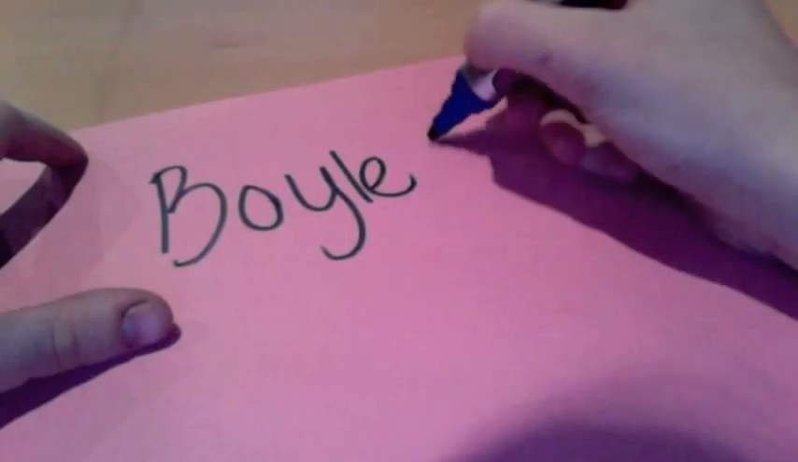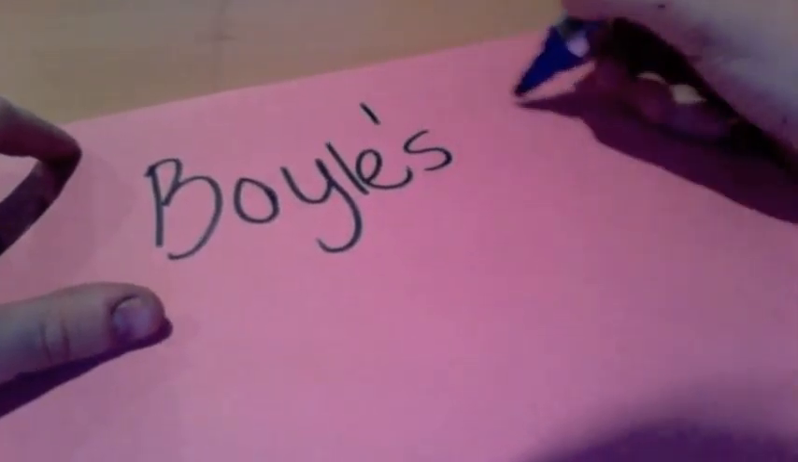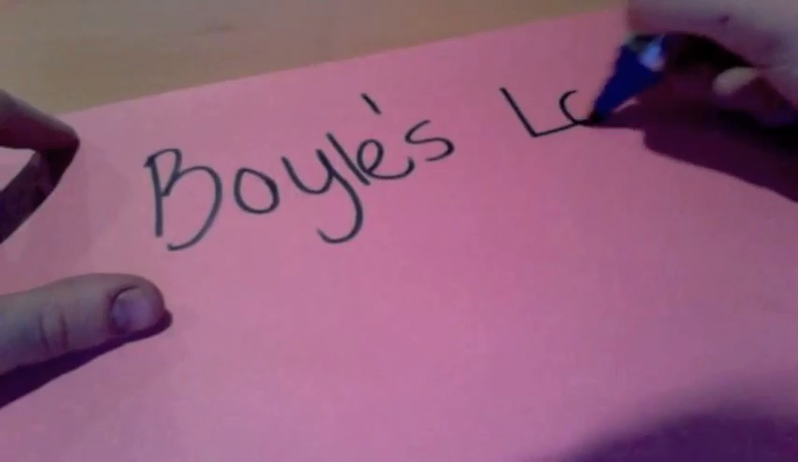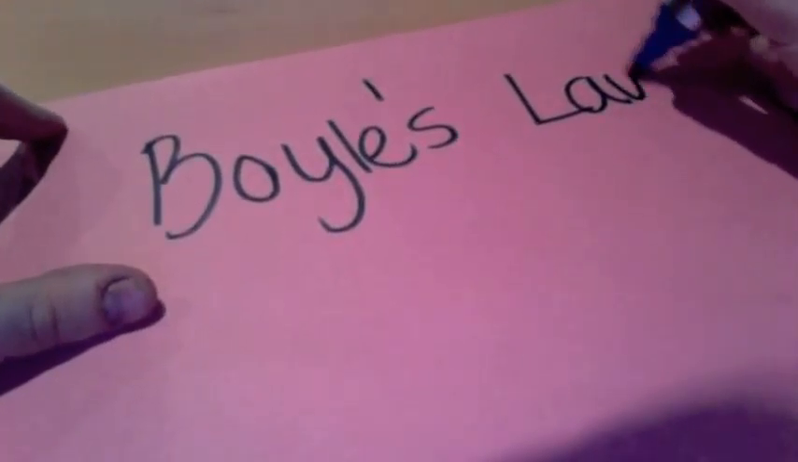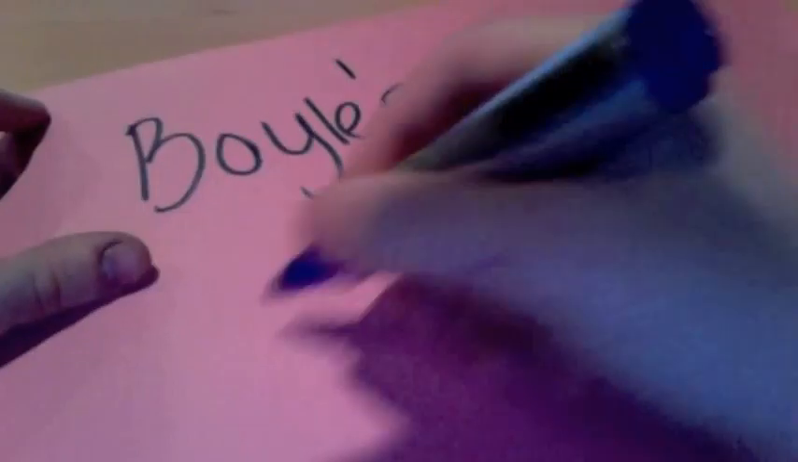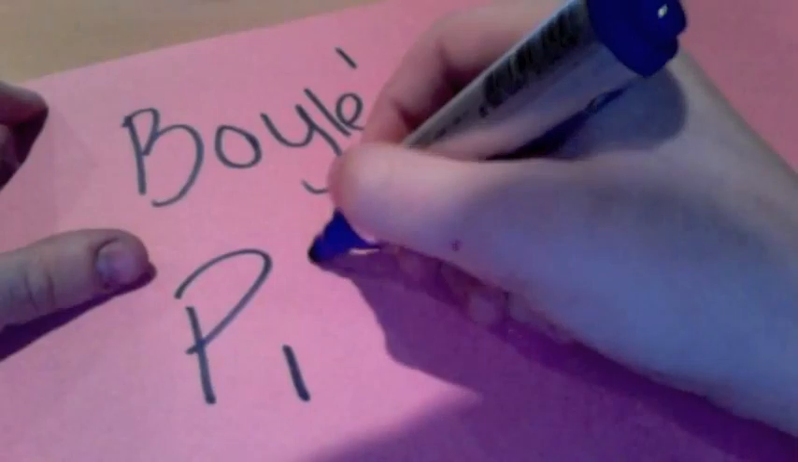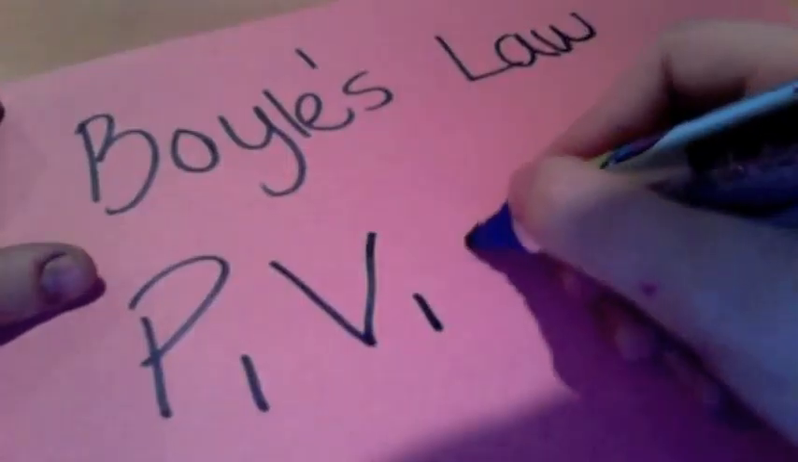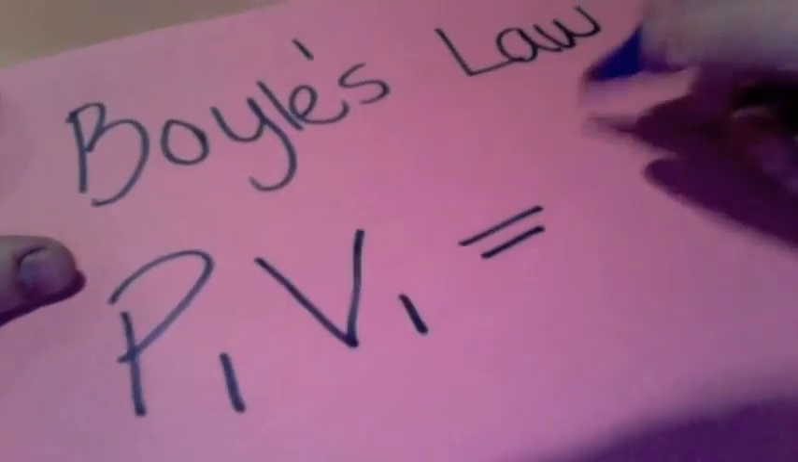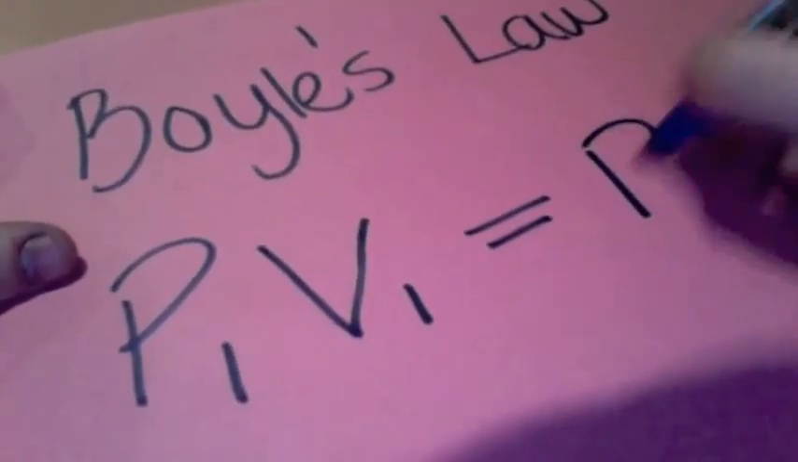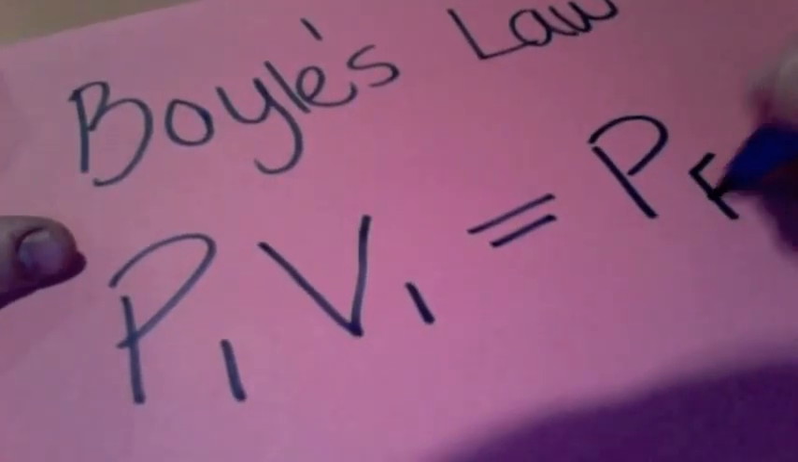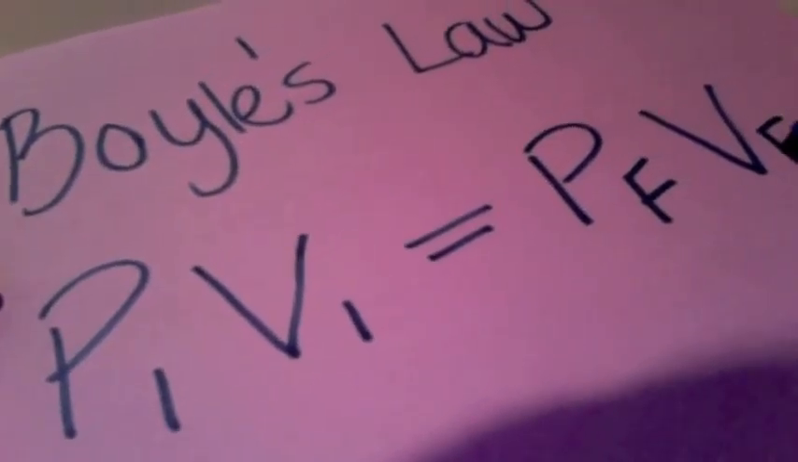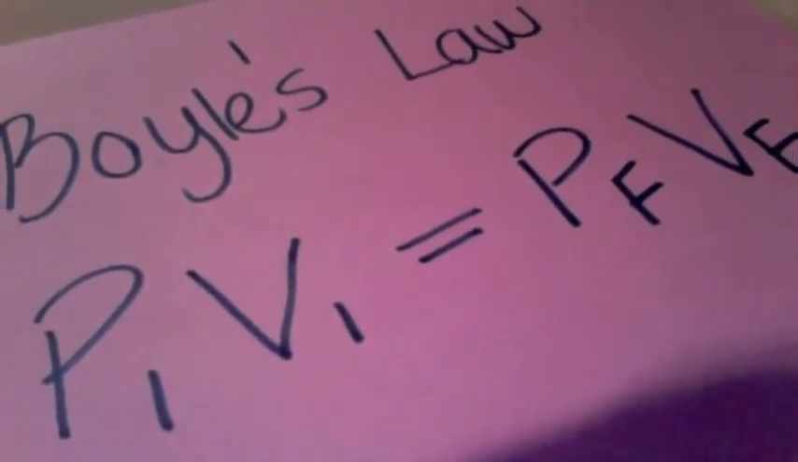Well, first, I'll explain Boyle's law. Firstly, Boyle's law states that volume and pressure are inversely related. What this means is basically whenever the volume of something goes up, the pressure goes down, like an elevator. So P1 equals initial pressure, and V1 equals initial volume. PF equals final pressure, and VF equals final volume. So P1 V1 equals PF VF, meaning initial pressure and initial volume equals final pressure and final volume.